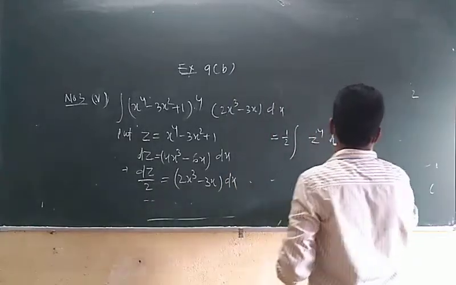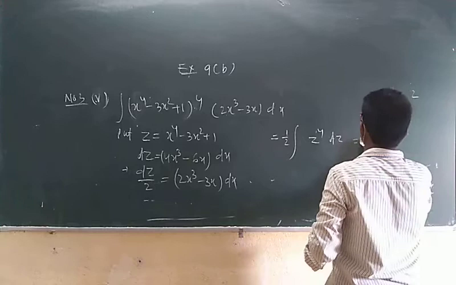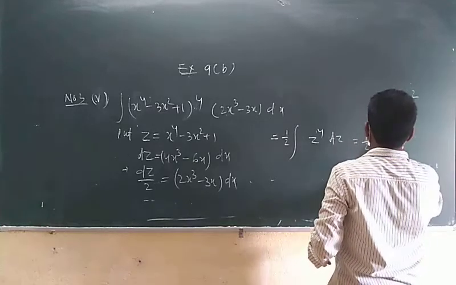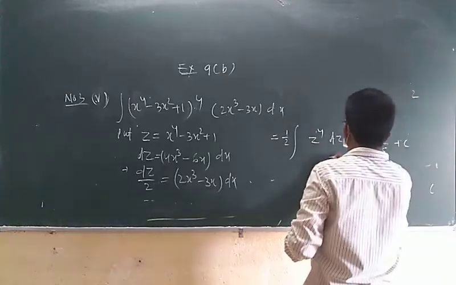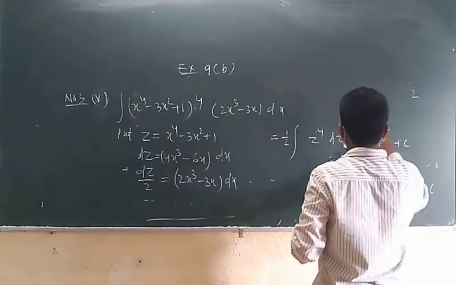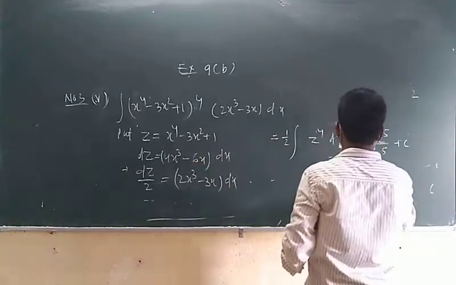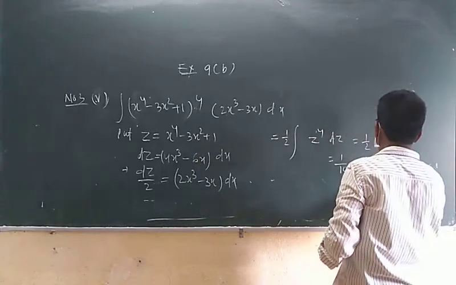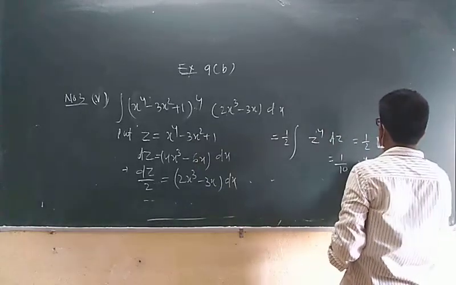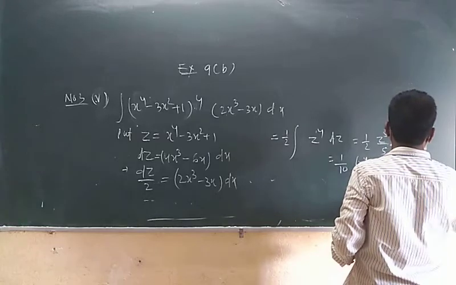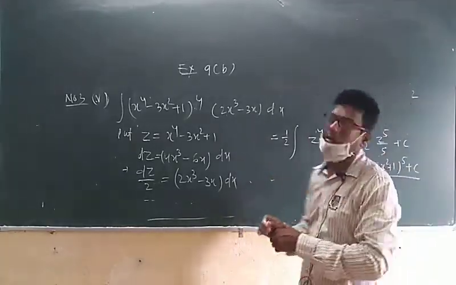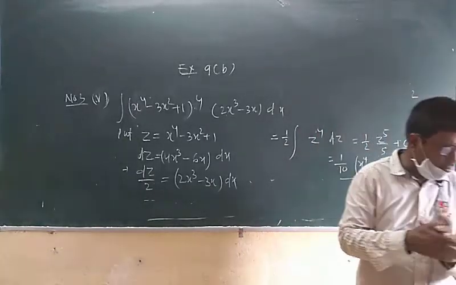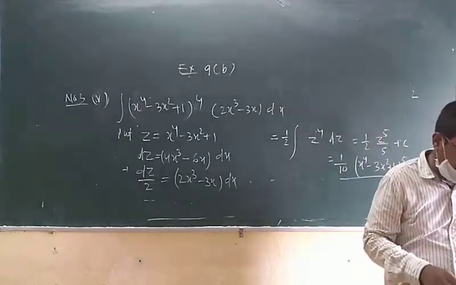The integration of z to the power 4, you already know, is equal to 1 by 2, z to the power 4 plus 1 divided by 4 plus 1, plus c. That is equal to 1 by 10, z to the power 5, where z is equal to x4 minus 3x square plus 1, to the power 5, plus c. That is your answer of this question number 3v. Now I am going to number 4. Number 4 is only exponential functions.